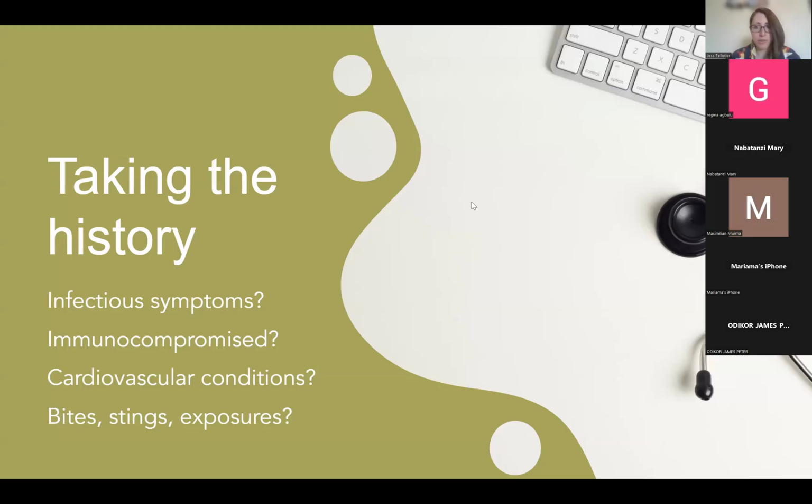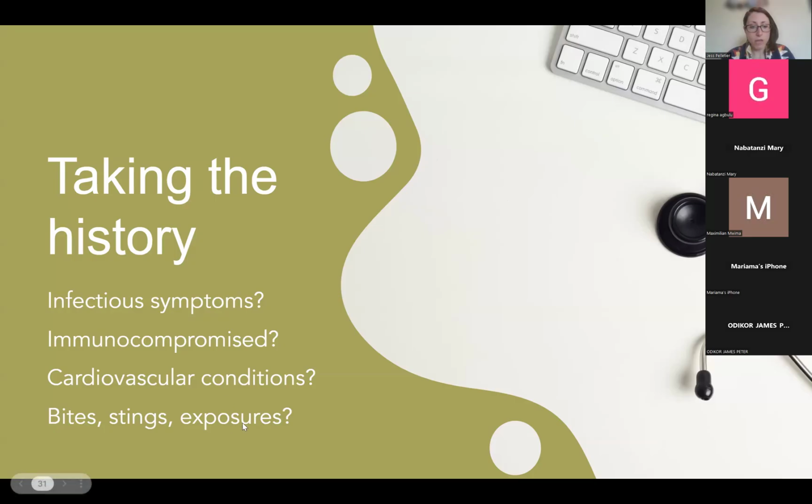All right, so then taking the history. Again, septic shock is the most common, so we need to make sure we know whether the patient's been having infectious symptoms. Have they had a fever, body aches, flu-like symptoms? Have they had infectious exposures? Are they immune compromised in some way? Are they on chronic steroids or chemotherapy? Do they have an autoimmune condition? Do they have uncontrolled HIV or AIDS? And then cardiovascular conditions. So do they have underlying heart failure or other heart problems?